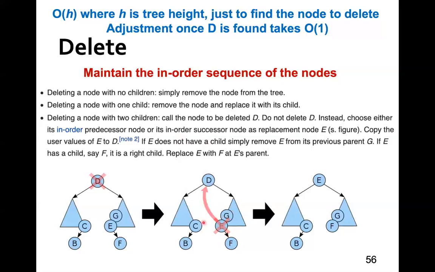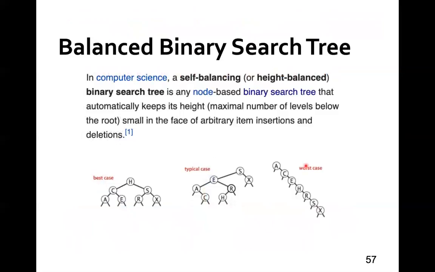So basically this is the operation. You will not delete it directly. You will move this to here, or you first copy E's value here and then delete E, and then make F G's child. So you will always find the lower left corner of the subtree. If E has a child, it is going to be the right one. Any questions?